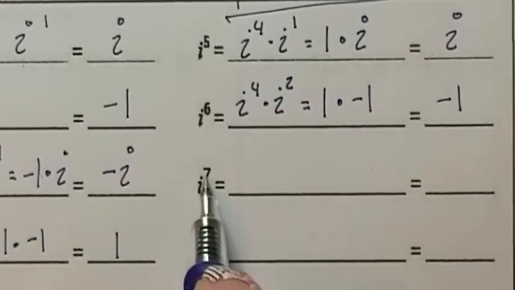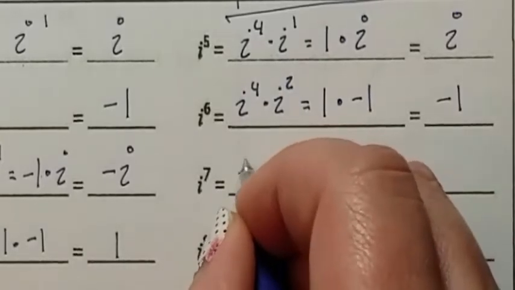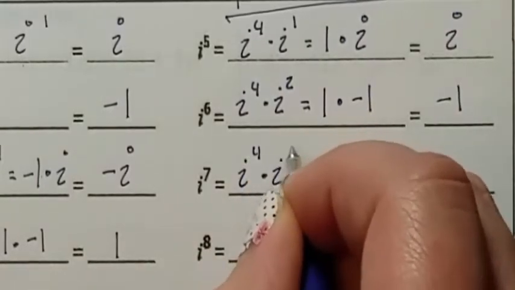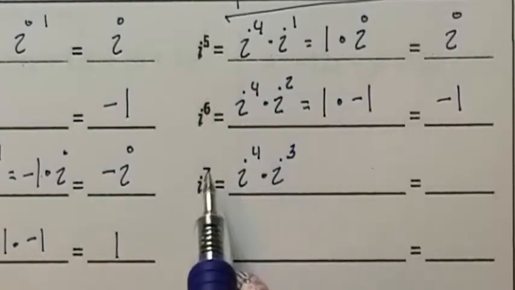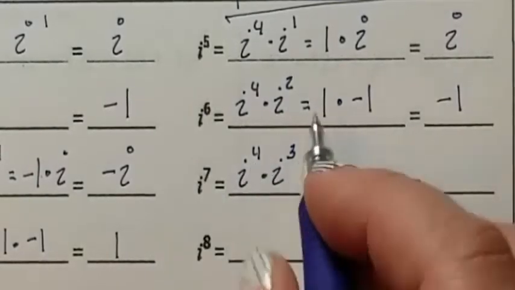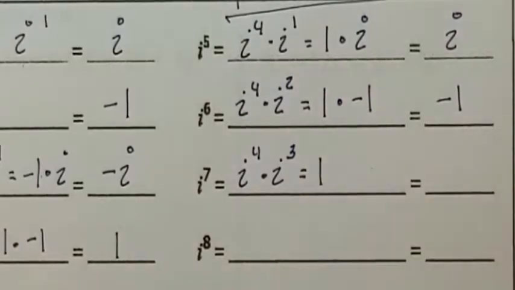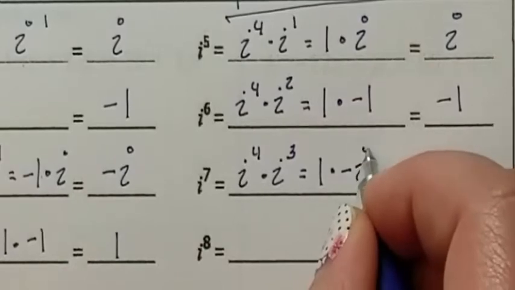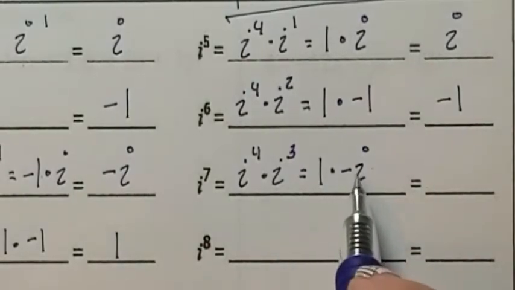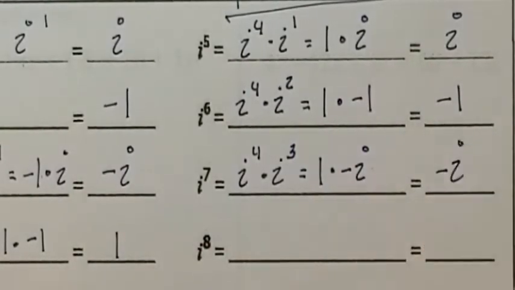What about i to the seventh? I know I can get 7 by taking 4 and adding it to 3. Rules of exponents say 4 plus 3 is 7. Well, what is i to the fourth? You said i to the fourth was 1. What is i to the third? You said i to the third was negative i. What's 1 times negative i? That is negative i.